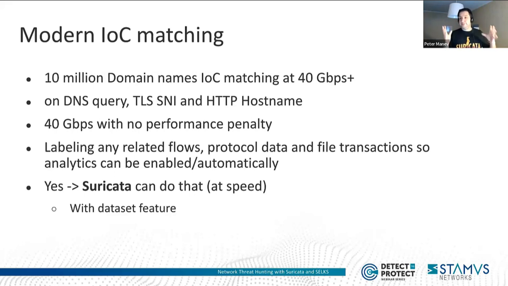We want to be able to match on millions of things, so the more, the better. We want it to be fast, with no performance impact, even at higher speeds, 40, 100 gig plus. We also want to be able to manipulate those records produced by Suricata and insert labels in there on the fly. Suricata can do that very efficiently with a feature called dataset. It's in the docs. Use it. I've personally tested it and use it. Love it. It's a very efficient way of doing matching on anything that you can use Suricata to match for.